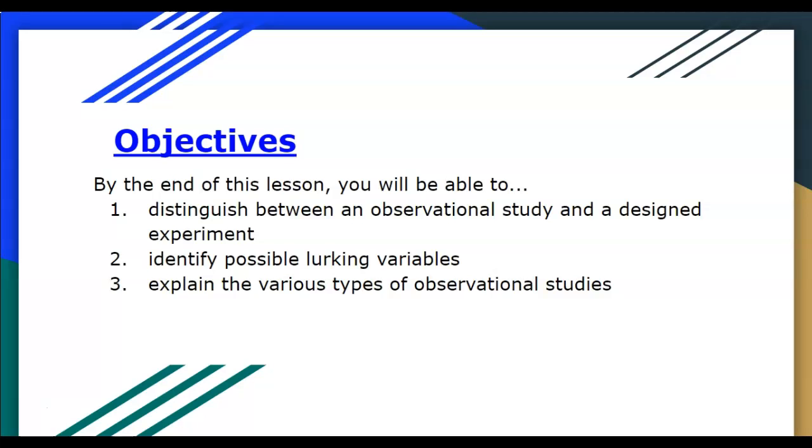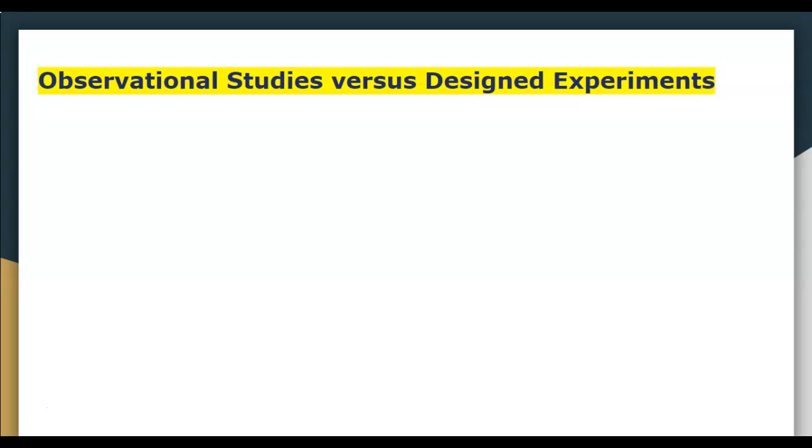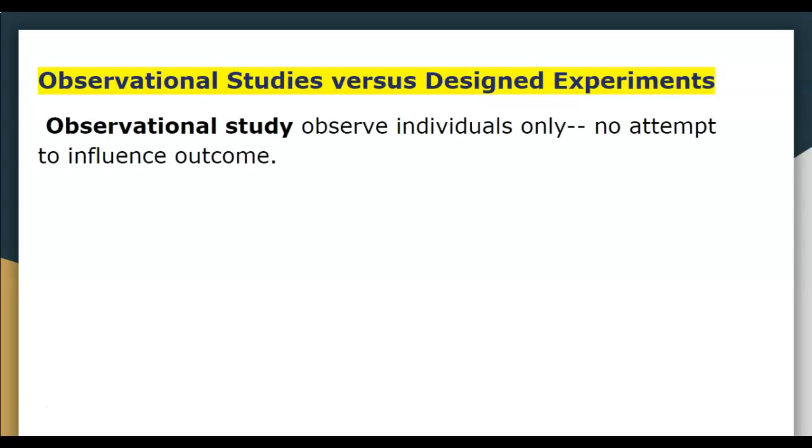So, first, let's talk about observational studies and design experiments. Observational studies is just observing. The most common example here is a survey. If you're doing a survey, you are not doing anything to the people. You're just waiting for their response, or how they are going to respond to your survey. You're not attempting to influence the value of the response.